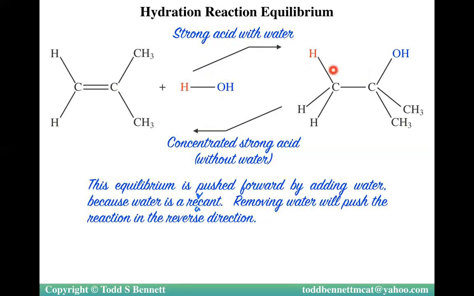And then I collect my product and drive my product off, which makes more go. Drive my product off, more can go in that direction. So the addition of reactant or removal of product will help push a reaction in the direction you want. So adding water will help push it forward, removing water will help pull it backwards. So just revisiting some of your GChem.